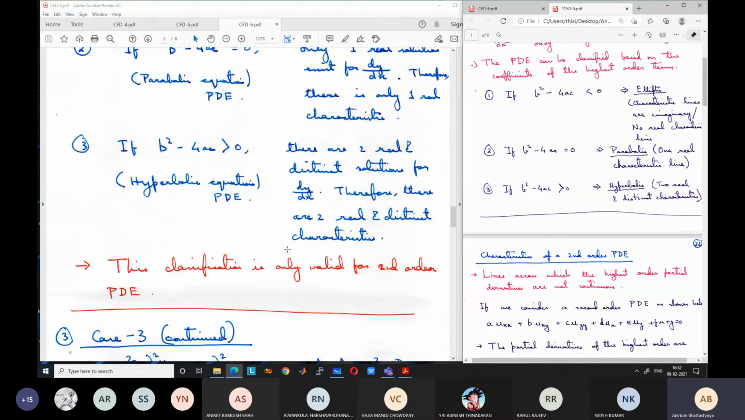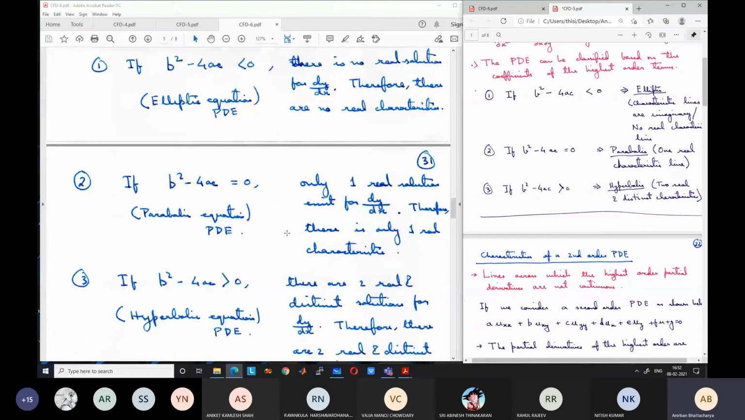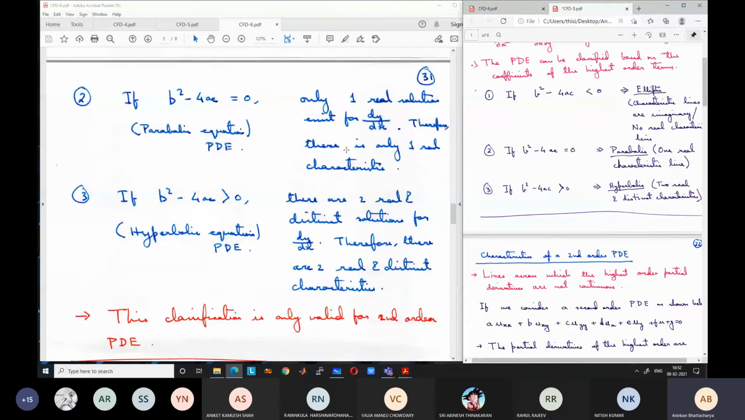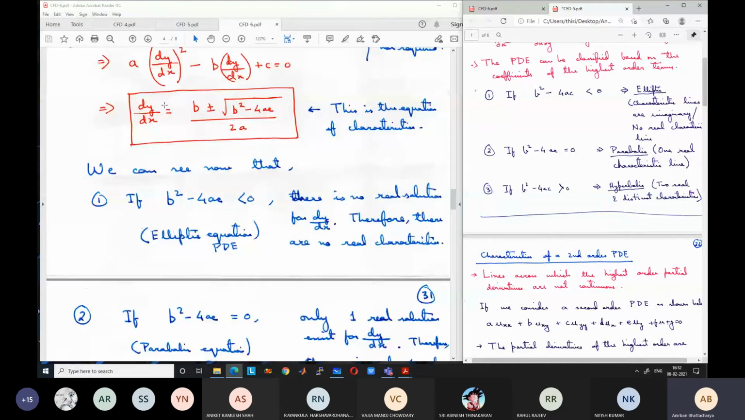The behavior will change, meaning the number of lines or the equation for the lines, the characteristics, will change depending on how many solutions there are for dy/dx equal to 0. And what is the meaning of this solution? dy/dx is equal to this. What is the meaning? This solution is the line.